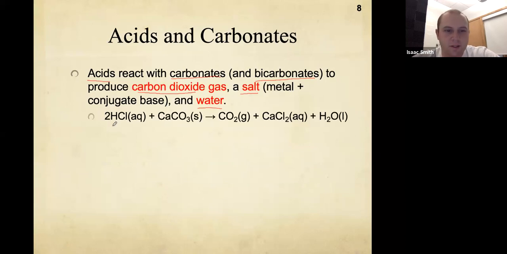Okay, so for example, here we have our acid. Here we have a carbonate. The reason I say carbonates is because this could be sodium carbonate or calcium carbonate or any number of different carbonates, right? But CO3 is common. CO2 is going to be our carbon dioxide gas, and then we have the salt, which consists of our metal, so the metal in this reaction is calcium, and the conjugate base of the acid. The conjugate base of HCl is just Cl minus, right? So that's the conjugate base. And then we have water as a product.